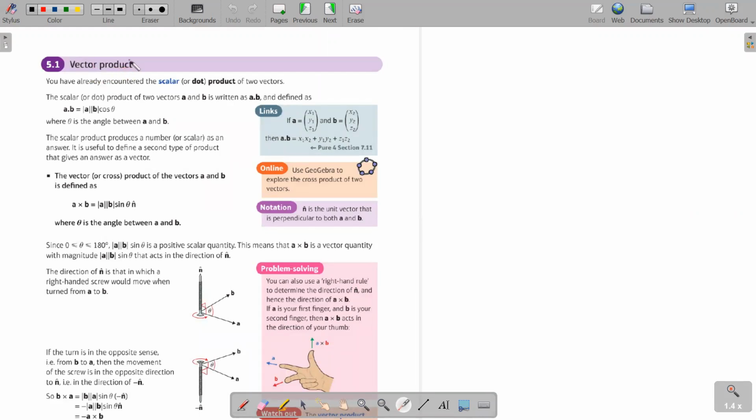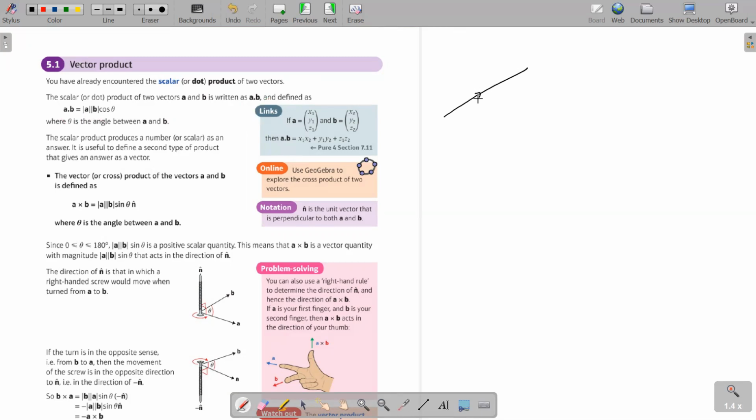Before we go to the vector product, you need to remember what you have learned in the P4 book, called the scalar product or the dot product of two vectors, right? The scalar or dot product of two vectors A and B is written as A dot B and is defined as A dot B equals modulus A modulus B cos theta. Do you remember this? This is something you learned in P4.